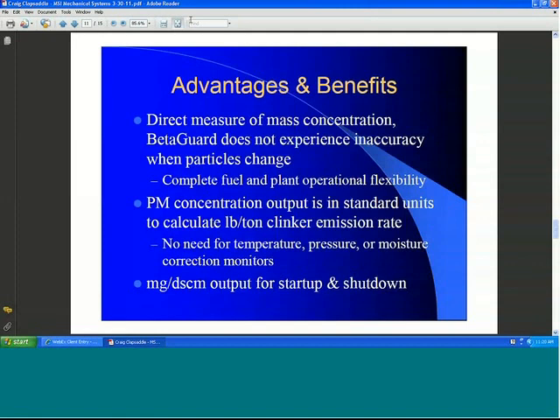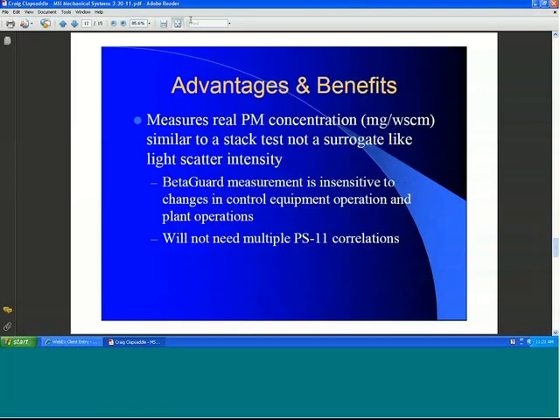The MACT standard changes the emission limit for startup and shutdown to a straight concentration value instead of pounds per ton of clinker. So you would not need any other pressure correction, moisture correction, or temperature correction to the BetaGuard to get the emission limit for startup and shutdown. Next one.